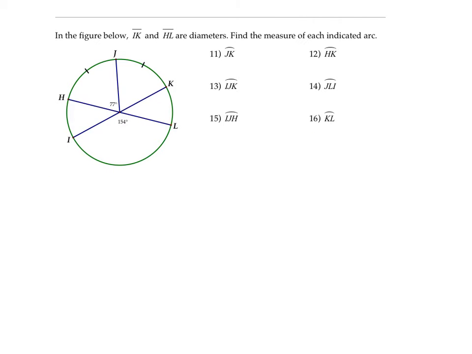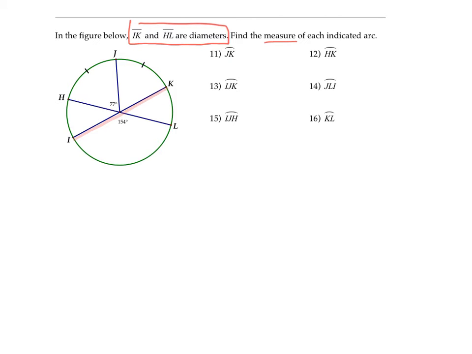Okay, in the second part, we have to find the measures of each indicated arc. But before we get started, notice that it says that IK and HL are diameters. And I'm just going to highlight one of those in here. Let's go for IK. So if that's a diameter, then we know that we have semicircles, 180 degrees. So just keep that in mind.